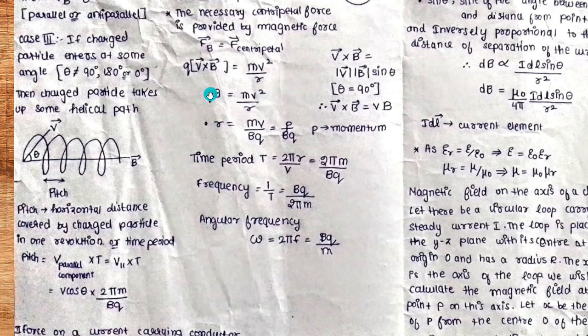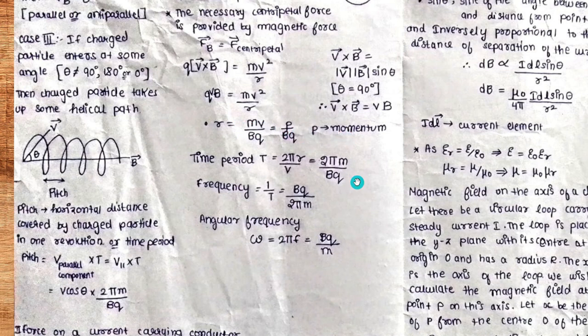Of v squared and v, one v gets cut off, and here we have qB equal to mv by r. So r we finally get as mv by Bq. Now what is mv? m into v, that is mass into velocity, is momentum, so r is p by Bq.